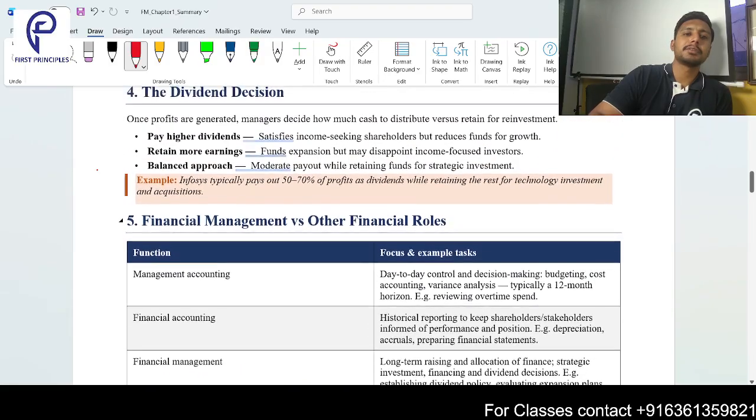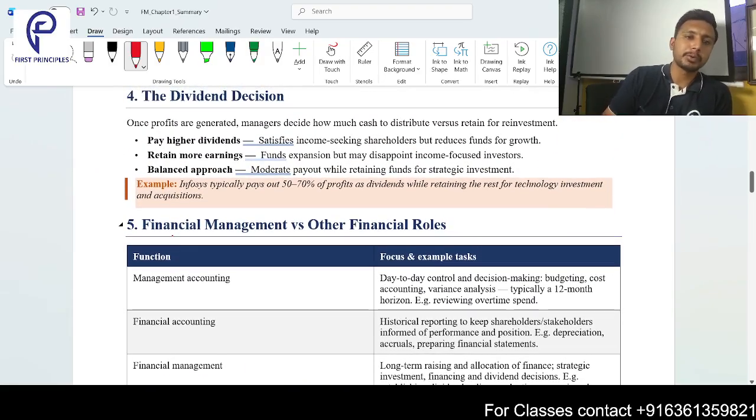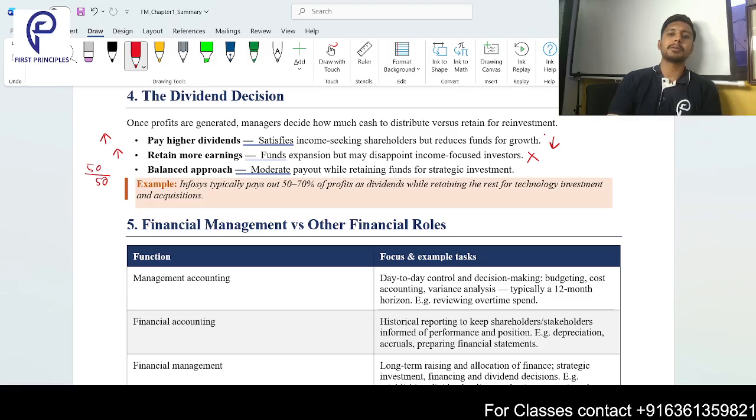Next, we have dividend decisions. This is basically from whatever profit you make as a company, how much are you going to give back? You can pay higher dividends, you can retain more earnings, or you can have a balanced approach. One is you can pay higher dividends: it satisfies income-seeking shareholders, but it reduces the funds for growth. Second, you can retain more earnings: it funds expansion but may disappoint income-focused investors. Next, a balanced approach: moderate payout while retaining funds for strategic investment.